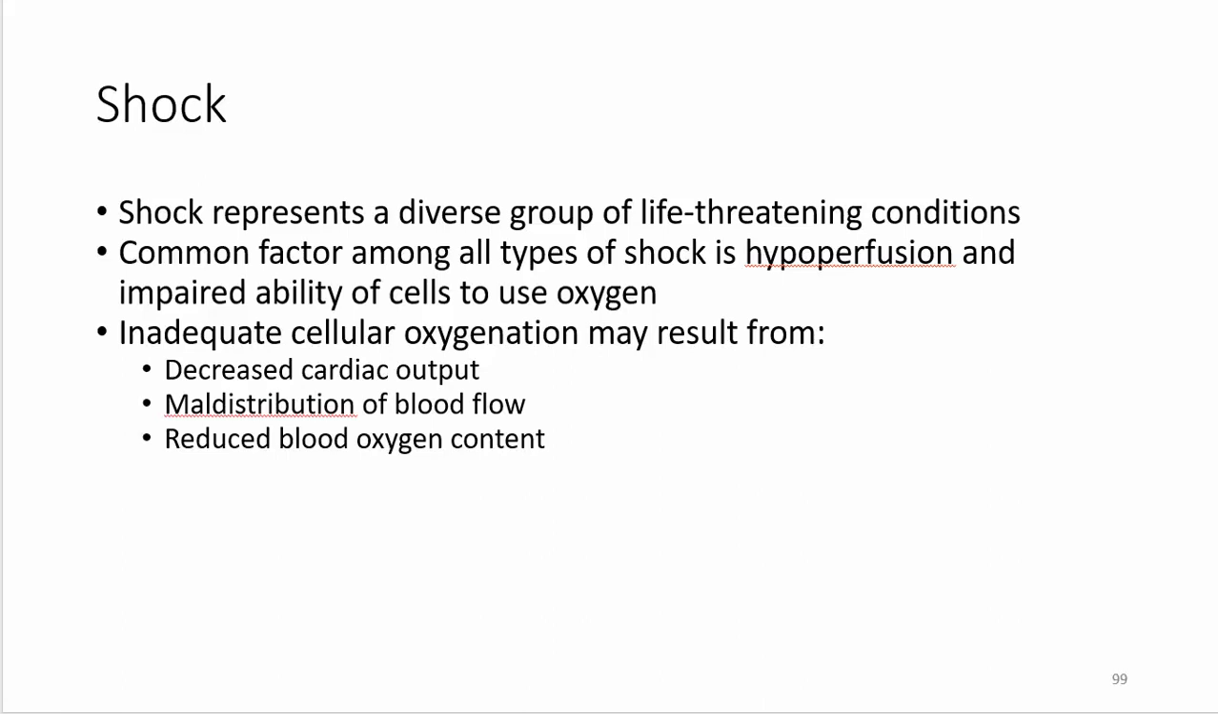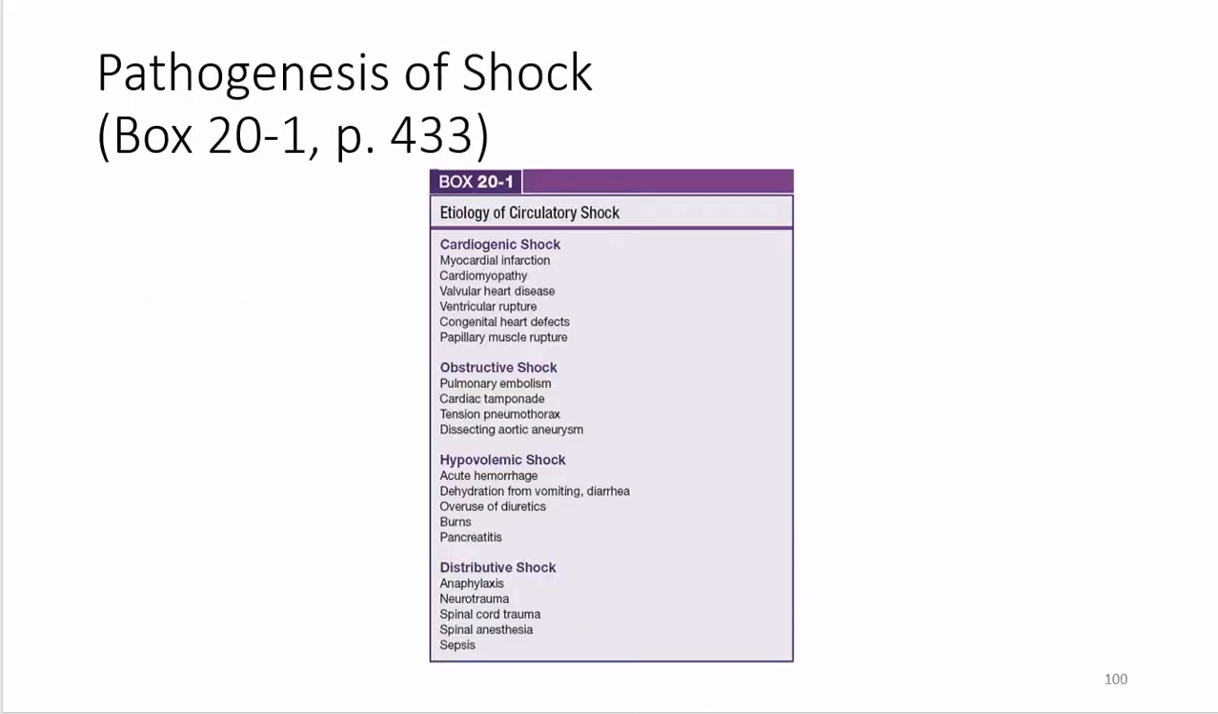It can also happen because of reduced blood oxygen content. That could be secondary to breathing disorders or being in environments with low oxygen, or it could be anemia, or the ability to deliver. It's all of those things that we talked about in the respiratory unit that can lead to this hypoperfusion and lack of oxygen. So if we look at the etiology of shock, it comes in basically four categories.